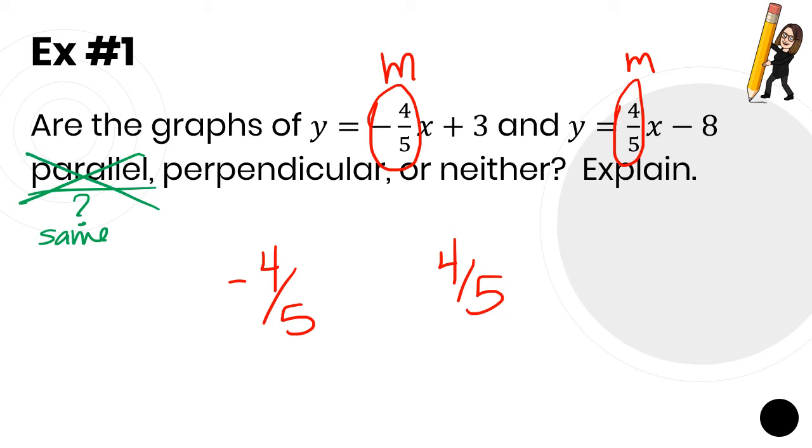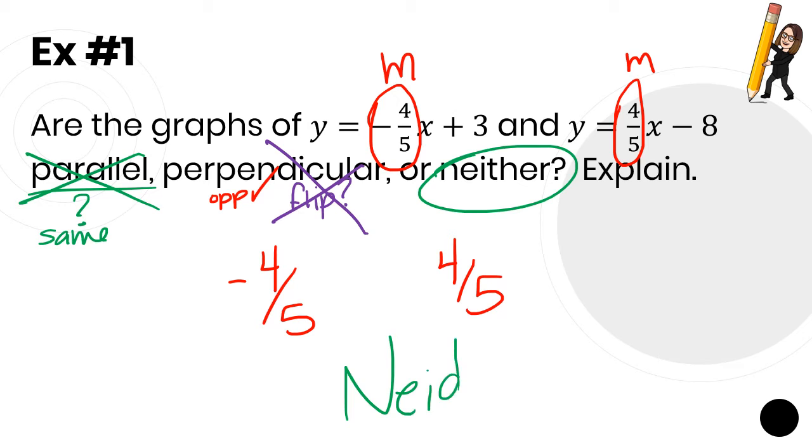So let's first decide, are they the same? Nope, not parallel. Are they opposites? Yes, I did change the sign. One's negative, one's positive. But did we flip them? No, we didn't. 4/5 and 4/5 isn't flipped from one to the next. So because it's not flipped, this is actually neither. It's not equal, and we didn't flip and change the sign. So watch out for that. Sometimes that's hard. You've got to think two things. Flip, change the sign.